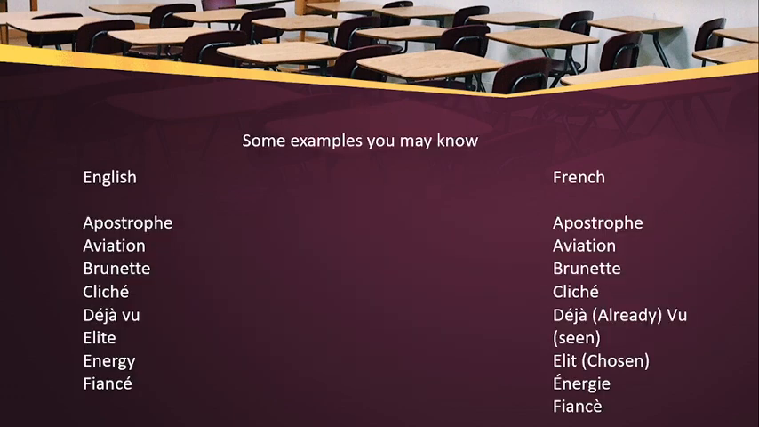Some examples you may know. For example, in English you can find apostrophe, and in French it is apostrophe maybe, but actually they are pretty much the same. Aviation, aviation, brunette, brunette, cliché, cliché, déjà vu, that means already seen. For example, you have déjà vus when you see something that you think happened previously, it's pretty much like that. Elite, that it's pretty much the same, which means chosen.